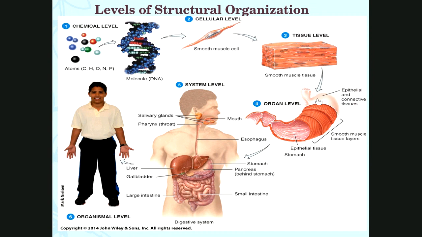So in this situation, you can see the stomach. It's formed from epithelial tissue on the inside, connective tissue around the outside, and smooth muscle tissue within the stomach itself. So separate organs with a similar purpose will form systems. In this situation, we can see the digestive system, which will include the mouth, the esophagus, stomach, small intestine, large intestine, rectum, and then the entire group of systems will combine to form the human body, or the organismal level.